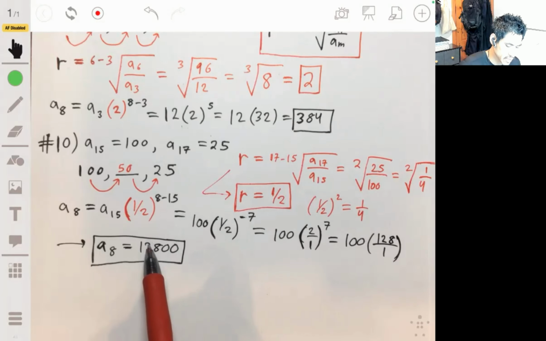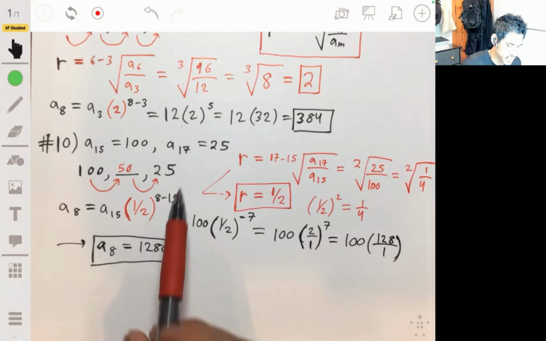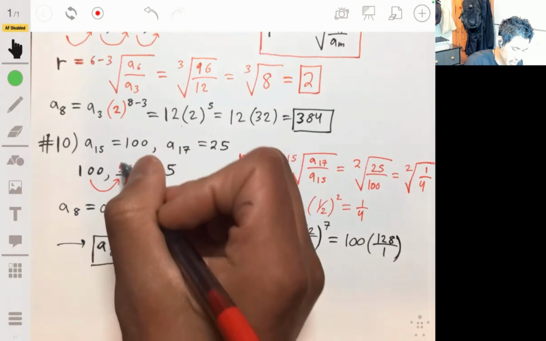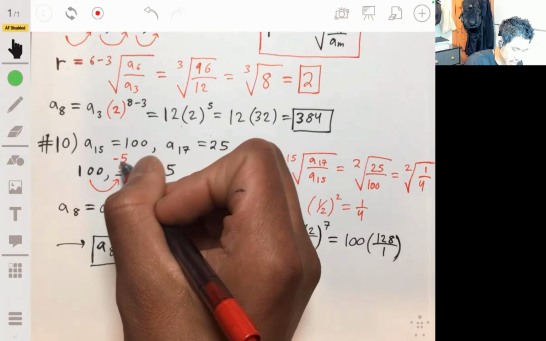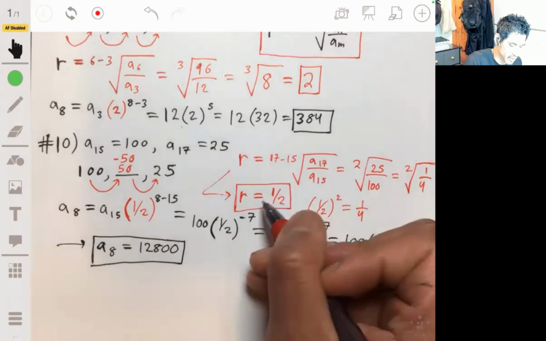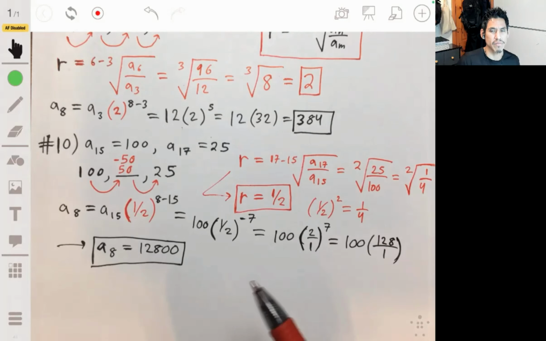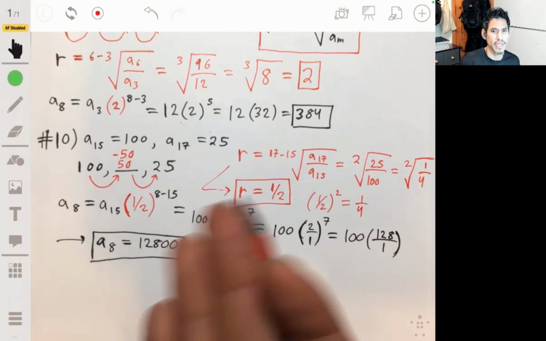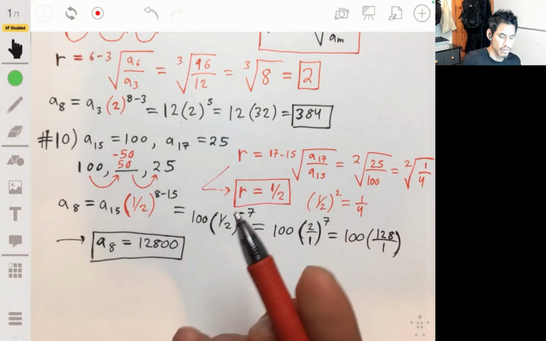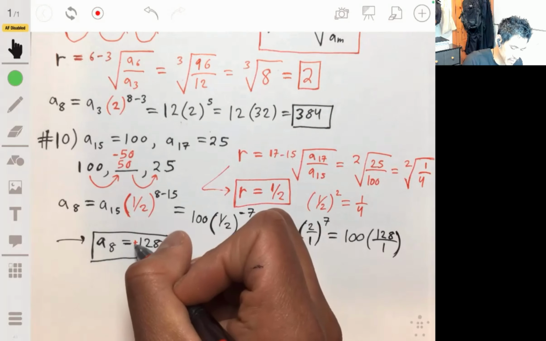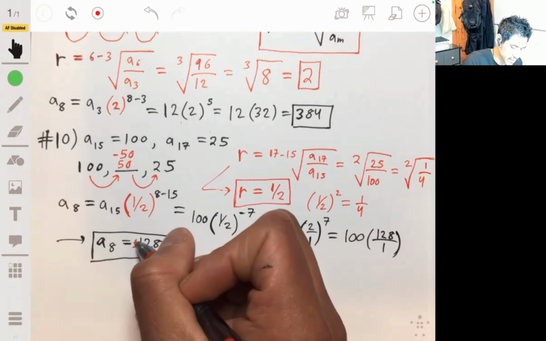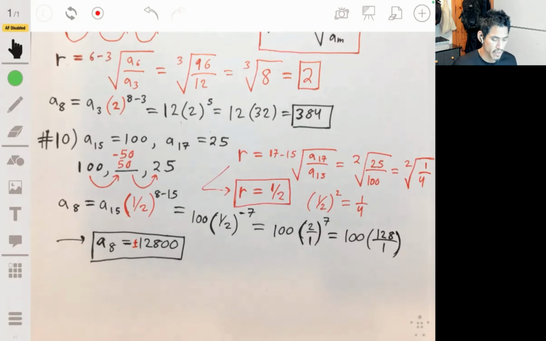Now, the only thing is, this could be positive or negative, because technically we could say that the second term could be negative 50. So the common ratio could be positive or negative. Sometimes they'll say assume r is positive, but if it didn't say that, we would argue that this could be positive or negative 12,800.